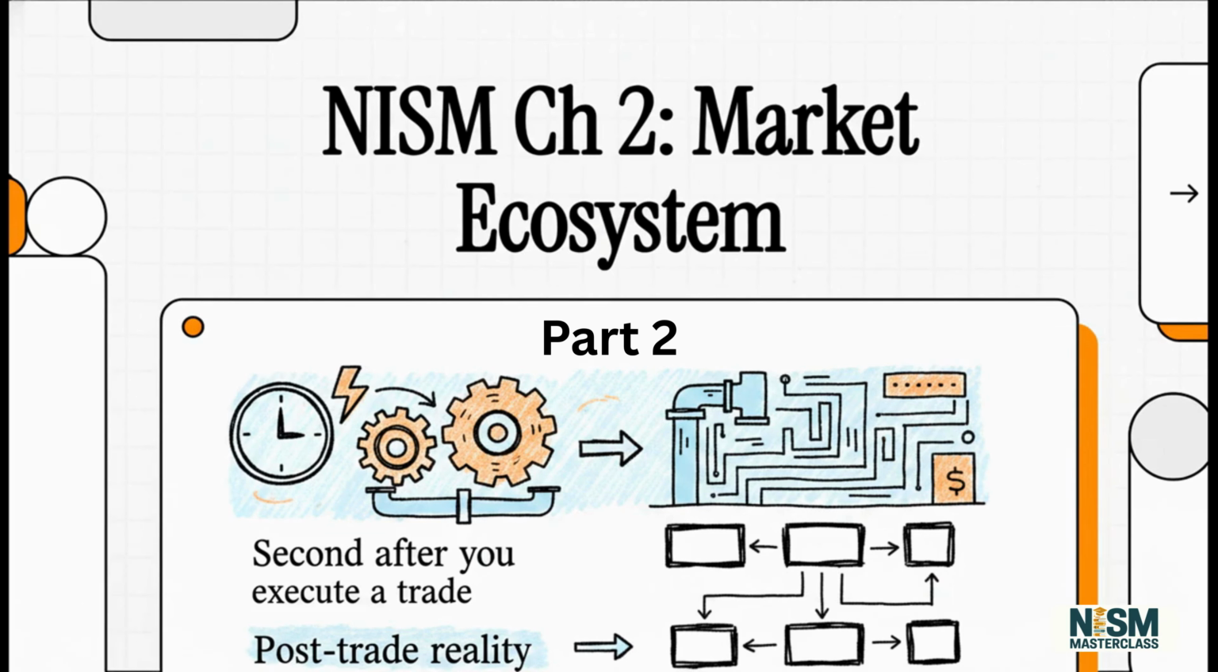We are jumping right back in, seamlessly continuing into Part 2 of Chapter 2. In the first part of this explainer, we laid down the foundational bricks of the securities market. But today we are going to break down the exact post-trade reality. I mean, what literally happens the second after you click buy on your screen? Get ready because we're about to dive deep into the absolute plumbing of the financial ecosystem.